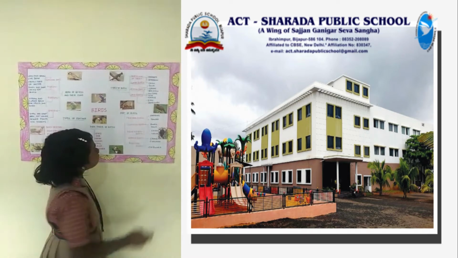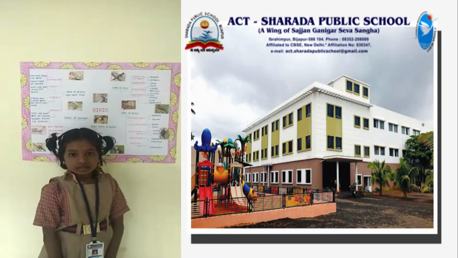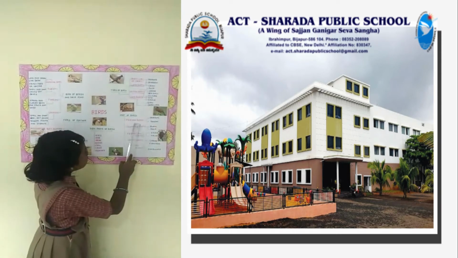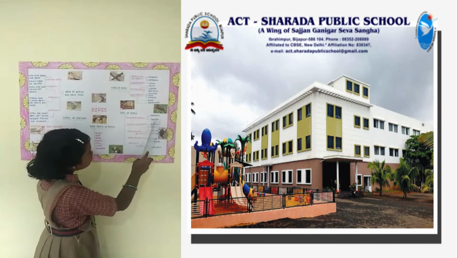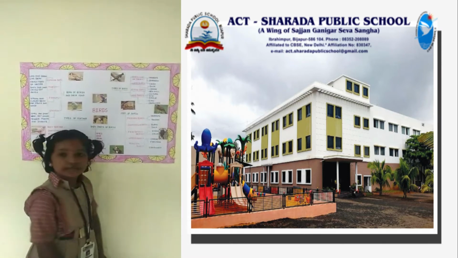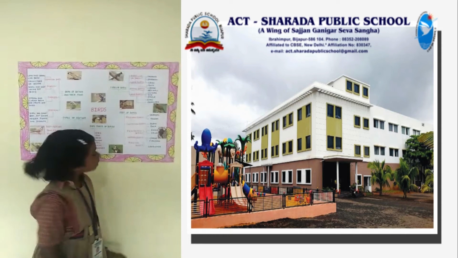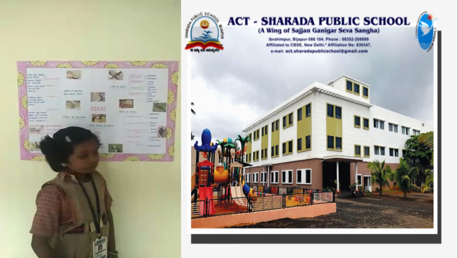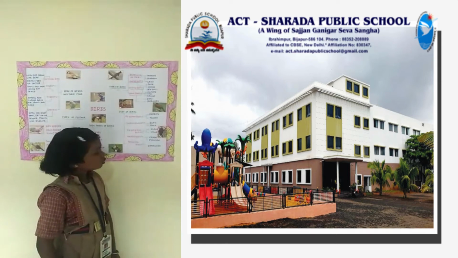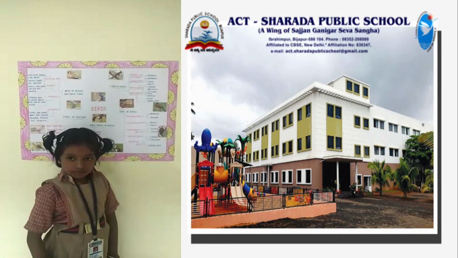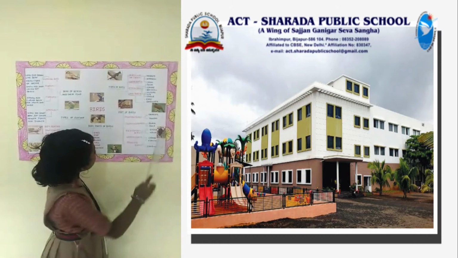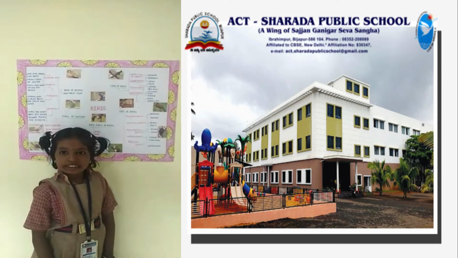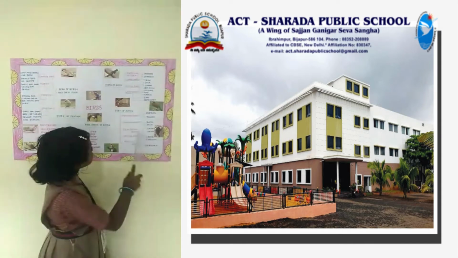Feet of birds. Birds have different types of feet. Perching birds: parrots, toucans, kingfishers are the examples of perching birds. Swimming birds: birds such as swan and duck have webbed feet. These are the examples of swimming birds.